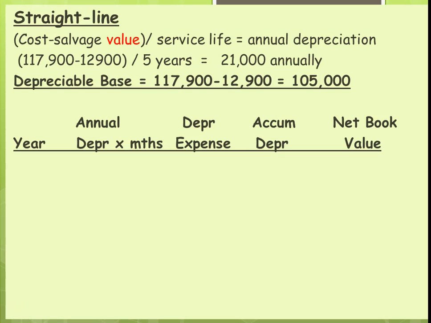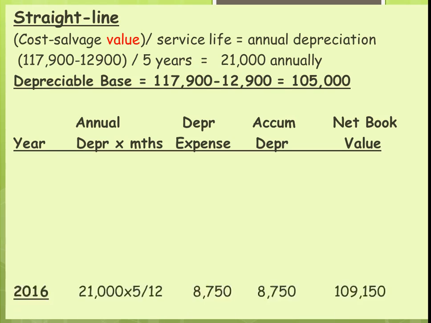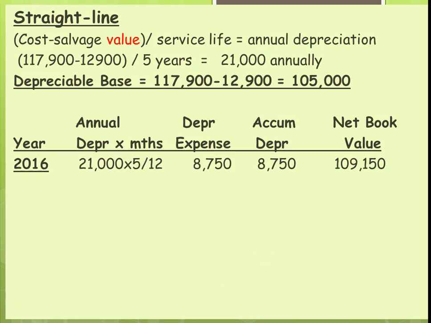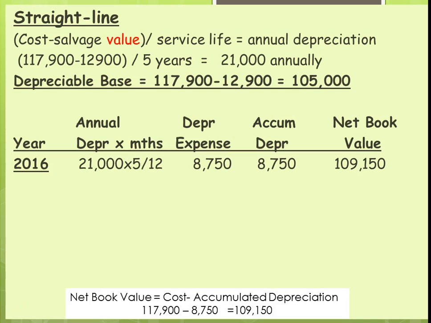So now we can do our depreciation expense and accumulated depreciation. So the first year, we're going to take our $21,000. And we do have to consider months when we're doing straight line. We're going to take it times 5/12, and that gives us $8,750, and that's going to be our accumulated depreciation. And to get net book value, we're going to take our cost minus accumulated depreciation.